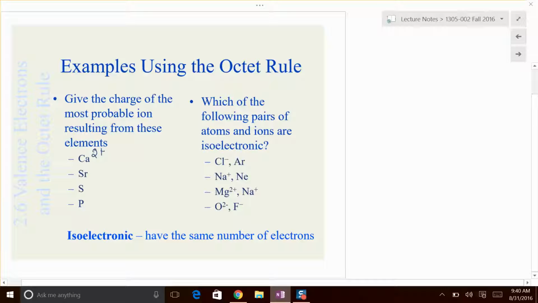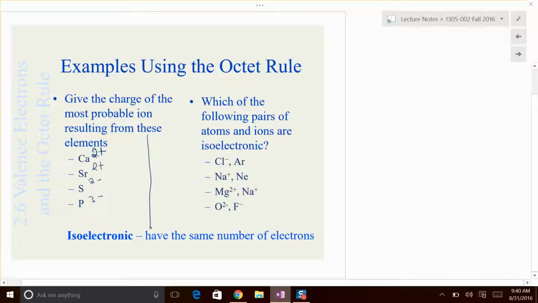Strontium. Same thing. 2+ as well. Sulfur. That's right. It's going to gain 2 electrons to become 2 minus. Phosphorus, right in front of it. 3 minus. That's exactly right. That's what it's going to become. Ca2+, Sr2+, S2 minus, P3 minus. Those are the ions.